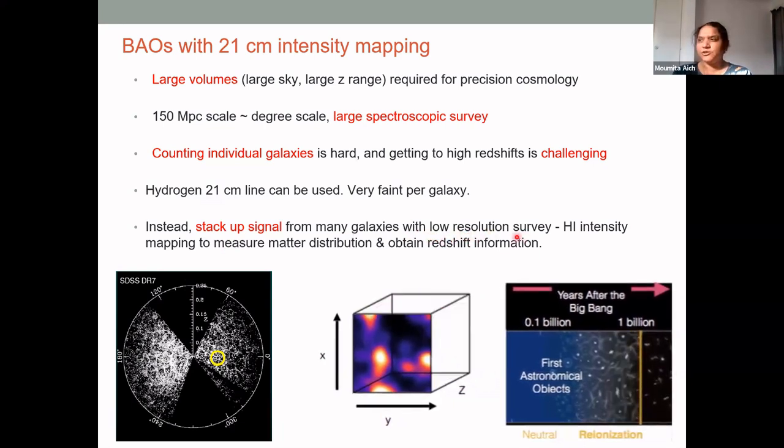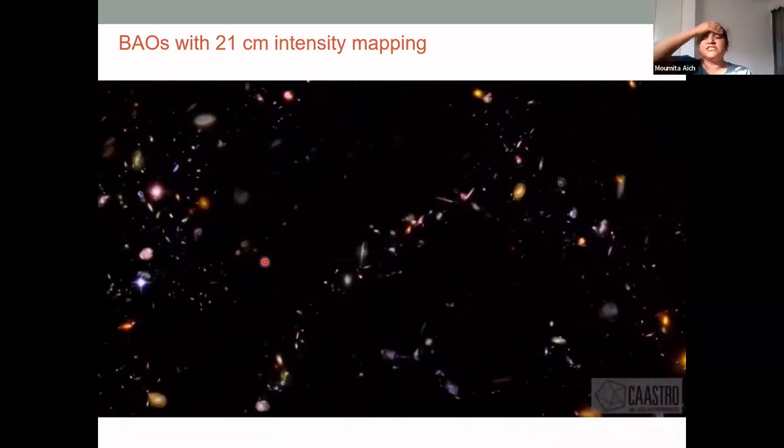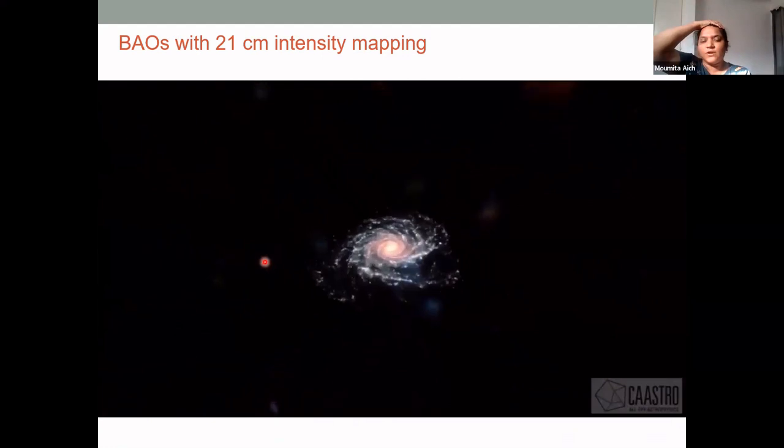So you take low resolution surveys at different redshifts, and then you just combine them. So that gives you a higher signal to noise also. And that is a very basic introduction to what H1 intensity mapping is, to measure the matter distribution and obtain the redshift information.